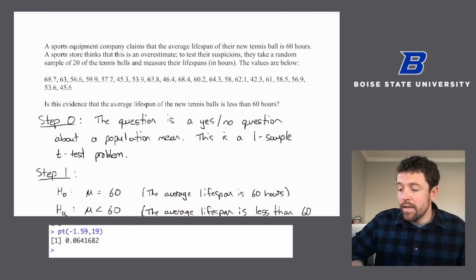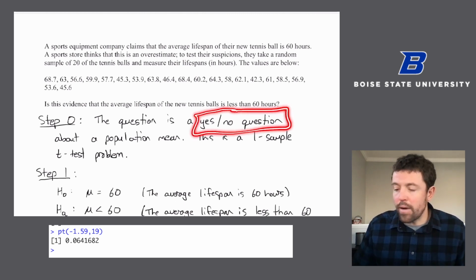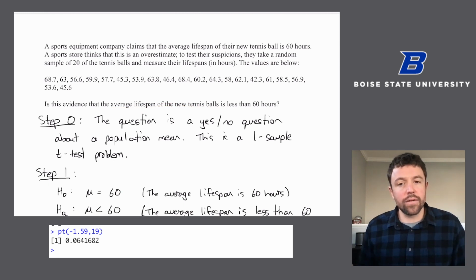But it's worth asking yourself, hey, why is this a 1 sample t-test? In this case, it's a hypothesis test because it's a yes-no question, right? Yes-no questions about populations are generally answered with hypothesis tests. And it's referring to a population mean. It's referring to the average lifespan of the tennis balls. So that's my step 0, is really just understanding what the question's asking.